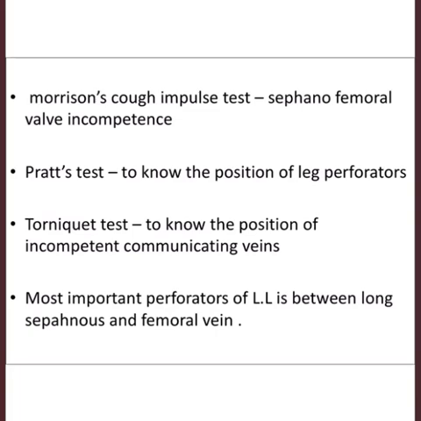Morrison's cuff impulse test is for saphenofemoral valve incompetence. Perthes' test is to know the position of the leg perforators. Tourniquet test is to know the position of the incompetent communicating veins. The most important perforator of the lower limb is between the long saphenous and femoral vein.